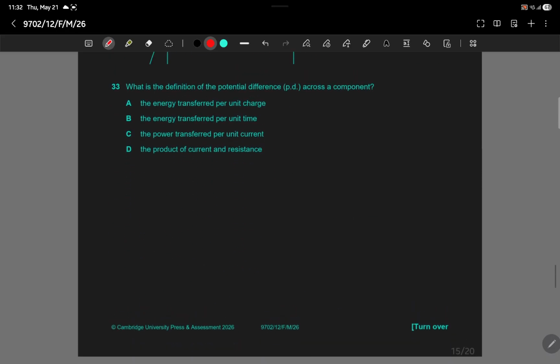Okay. Now, question number 33. What is the definition of potential difference across the lamp? Potential difference is the energy transferred per unit charge from electrical to non-electrical forms of energy. So in layman's terms, it is not this, it's not this either. The answer is A.